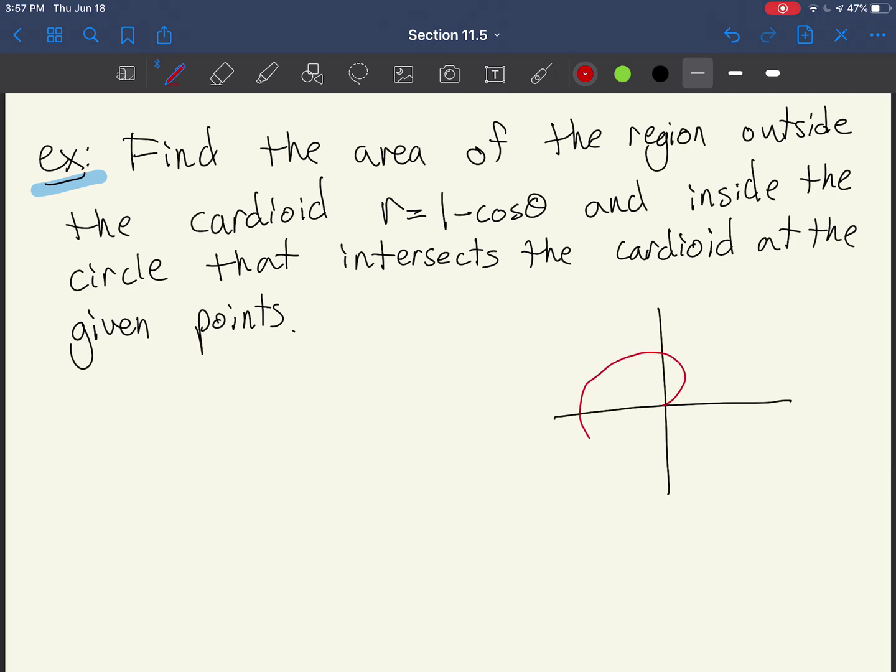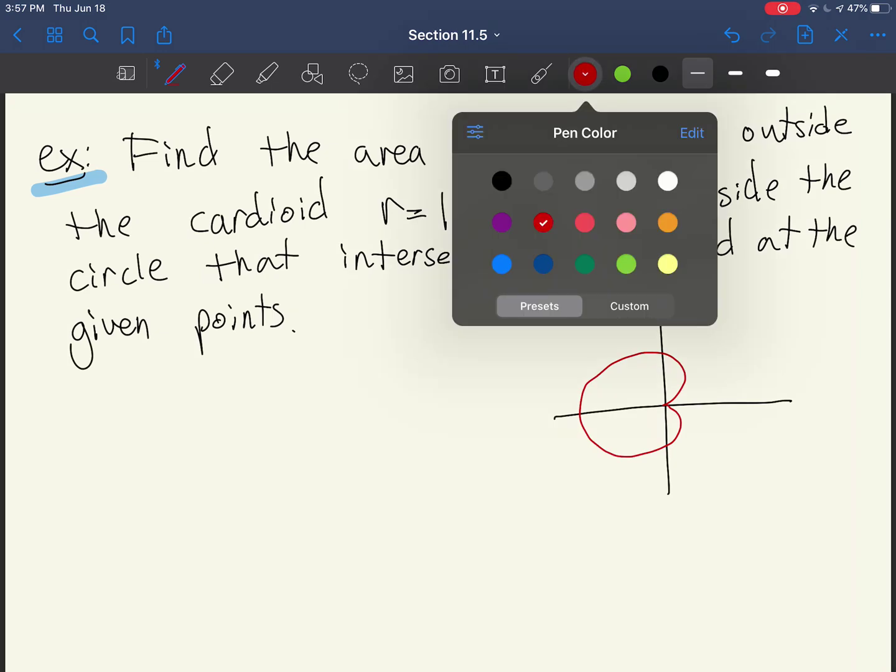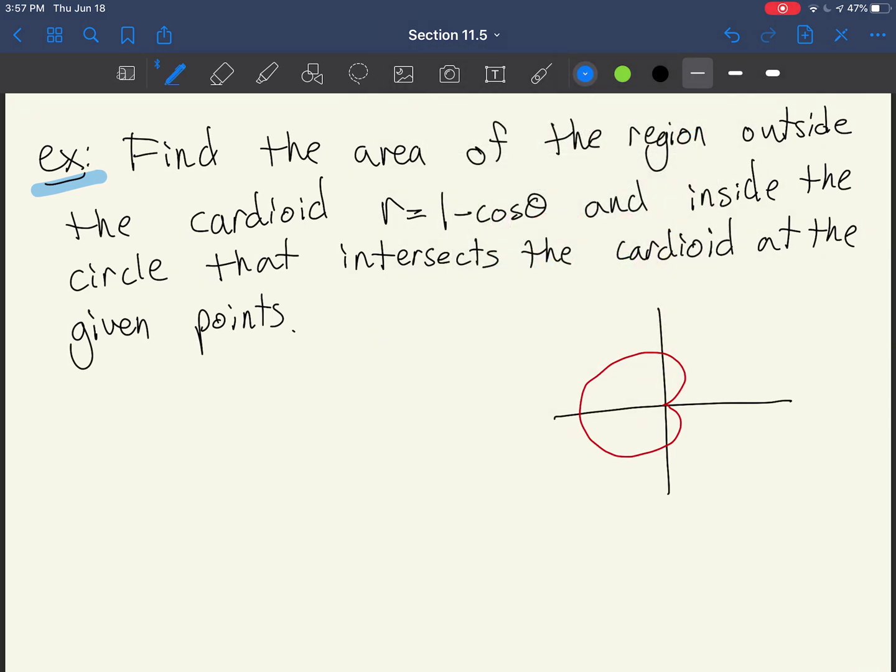Okay, so what does this look like? I have to give you a picture because I said at the given point. So we have the cardioid. It's going to look something like this. And then we have the circle. It's going to look something like this. Let's see if it fills it in nicely. Yeah, that works. So we want this area.